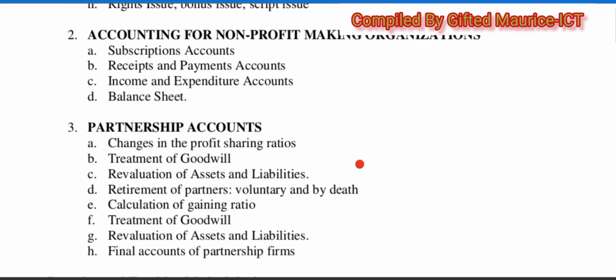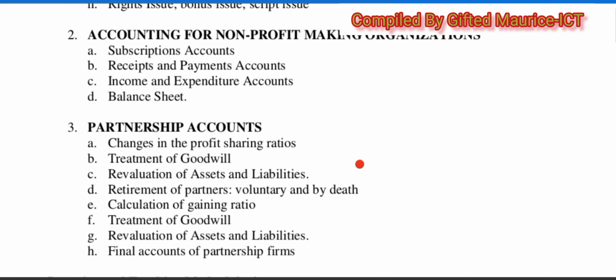So even these organizations prepare final accounts. So which are then these final accounts that they prepare? And what is the difference between the normal final accounts of a profit making organization and a non-profit making organization? So normally, if these organizations are meant to serve the interest of the owners, then we have what we call subscription accounts. Because if you have to become a member, you have to pay subscription.